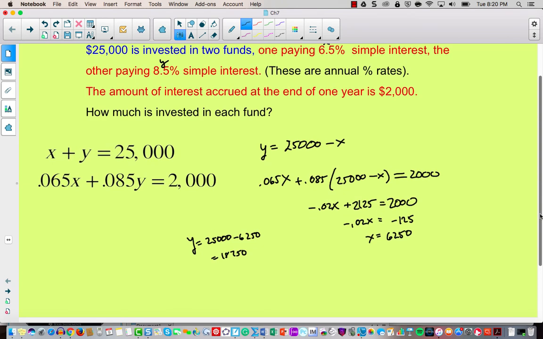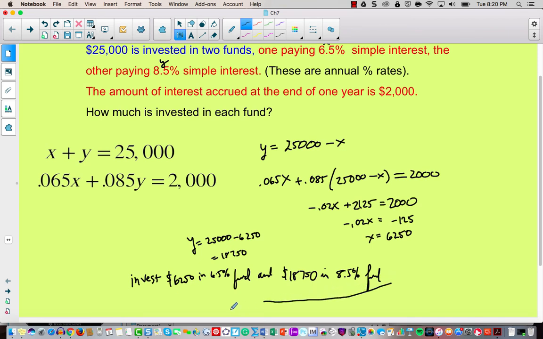So now we've got enough information on the page for someone to find the correct answer to the question, but we haven't really answered the question yet. So it's important that you finish off a problem like this by actually writing an answer to the question. And the answer is we're going to invest $6,250 in the 6.5% fund, and we're going to invest $18,750 in the 8.5% fund. And this is our complete answer to the question right here.